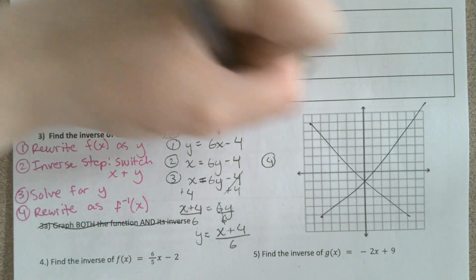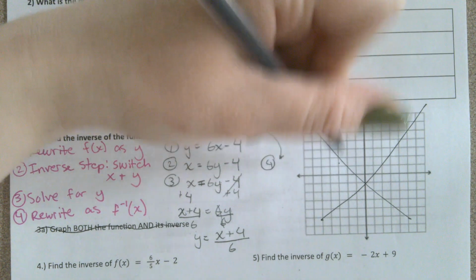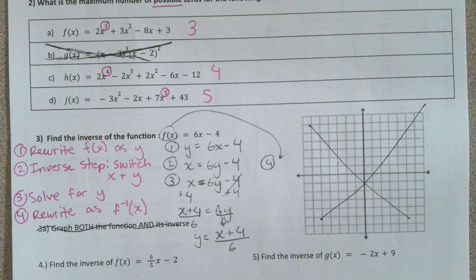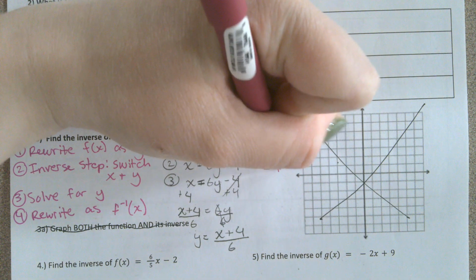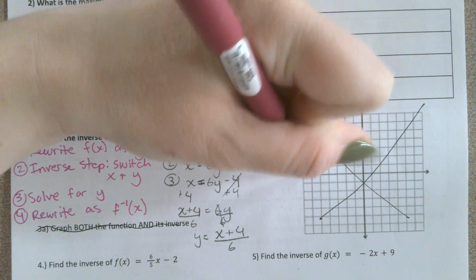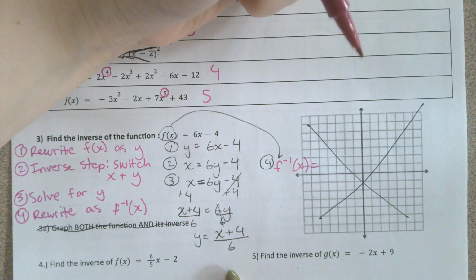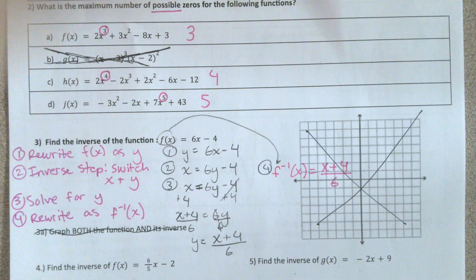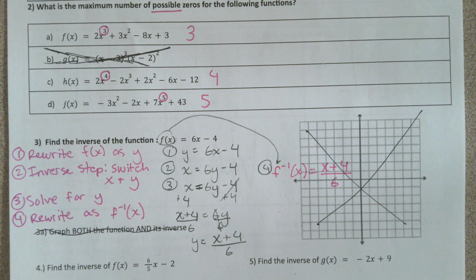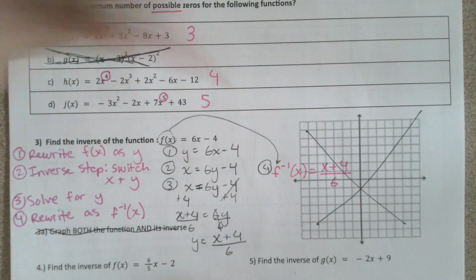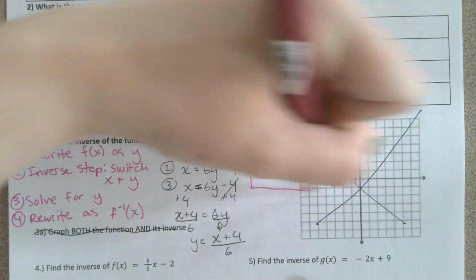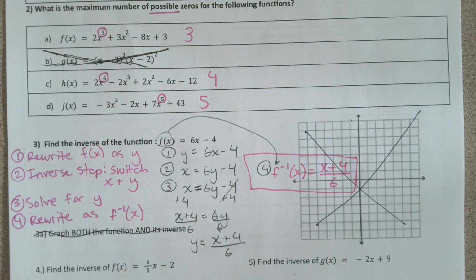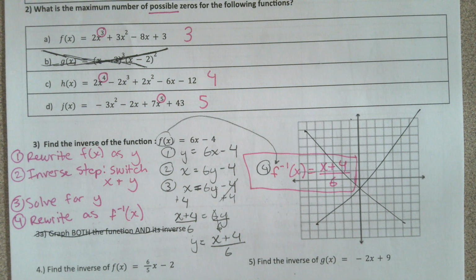So this was f of x, and this is where some more space would come in handy. So I'm going to switch back to my marker so I can show this better. F inverse of x equals, and then your answer, what you got, x plus 4 over 6. So that is your final answer. All right, so that was one inverse problem.